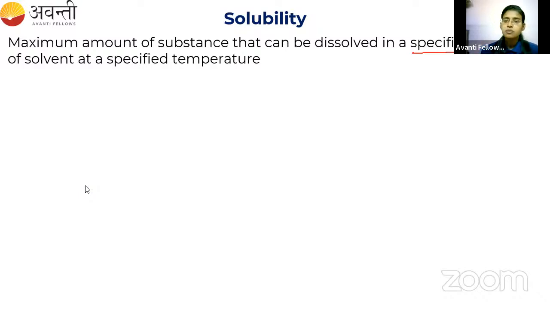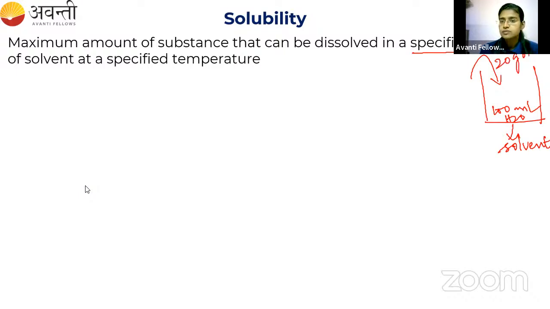Suppose I have 100 ml of water here. This is the solvent. 100 ml of water is the solvent here. This is the specified amount. 100 is the specified amount of solvent. And to this, I may add some 20 grams of sugar.